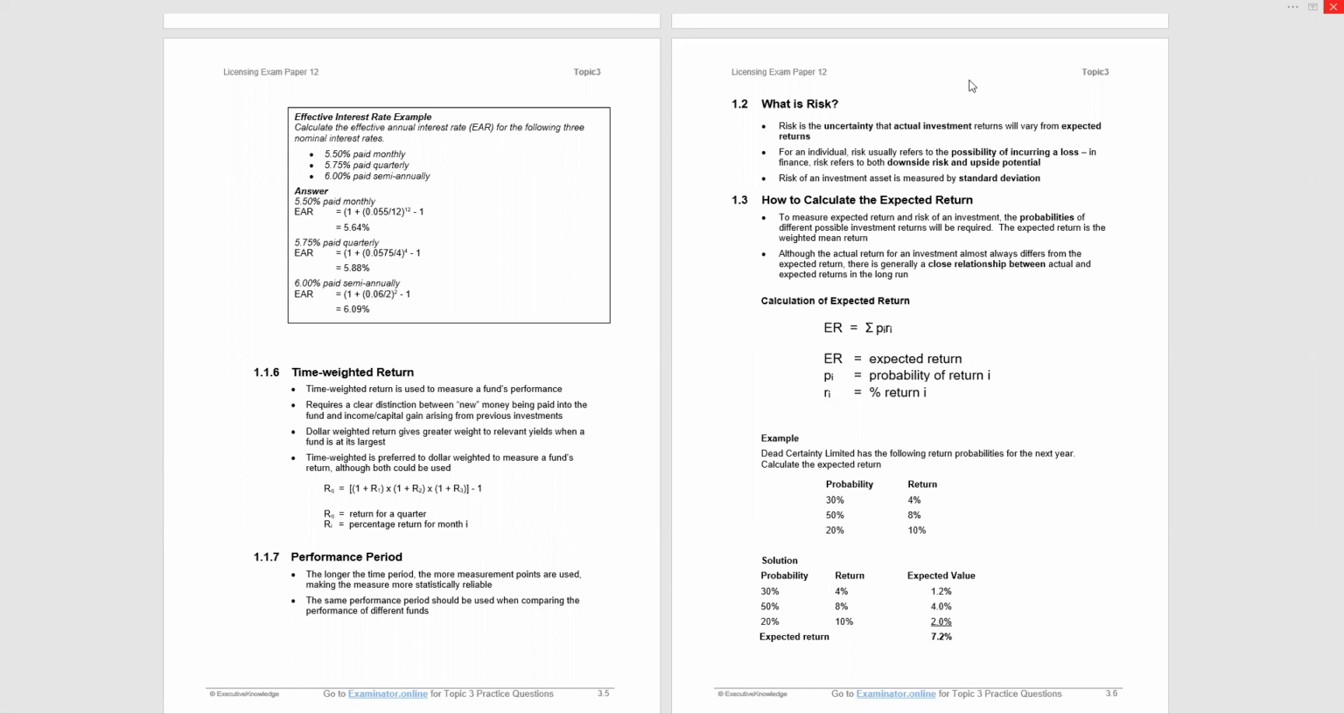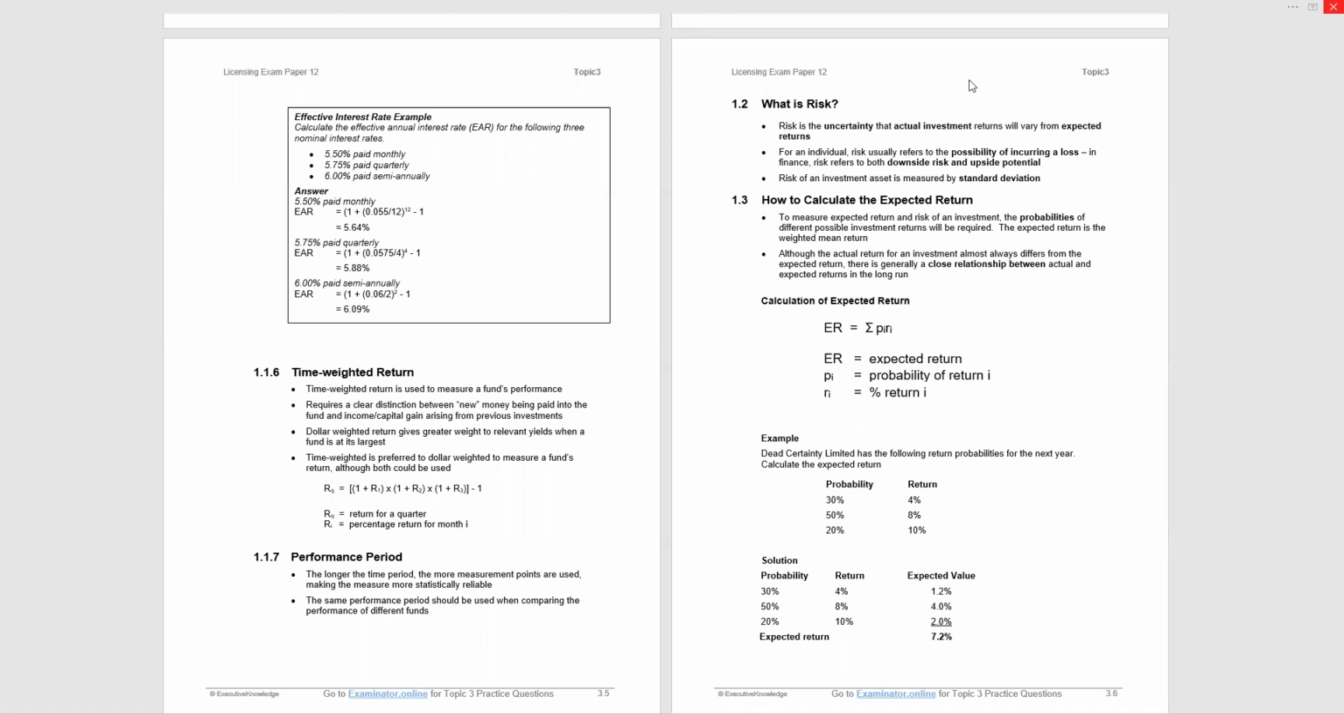Now, if you get exactly what you expect, there is no risk. But with many investments, that's not the case. You may get more than you expected, but you may also get less. And that's the second point there. It says for an individual, risk usually refers to the possibility of incurring a loss. But in finance, risk refers to both downside and upside potential.